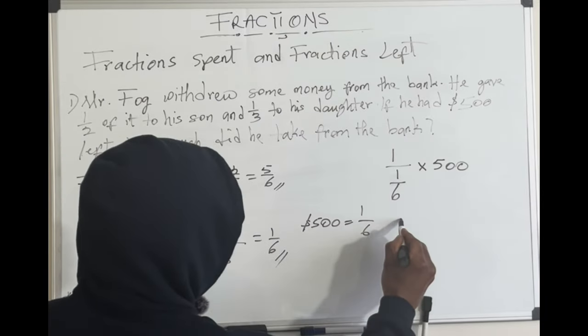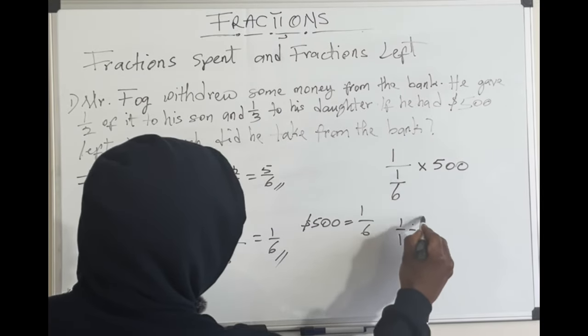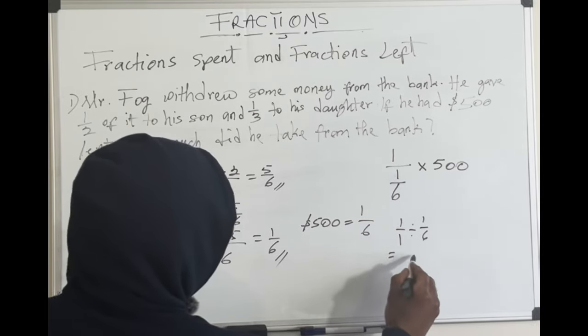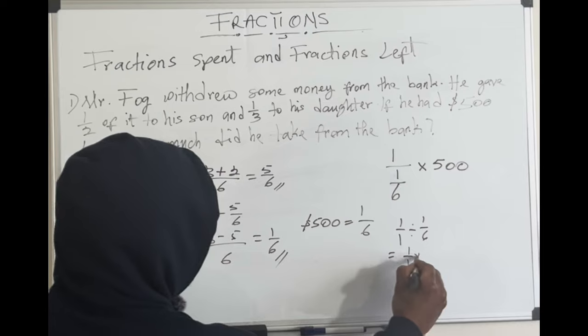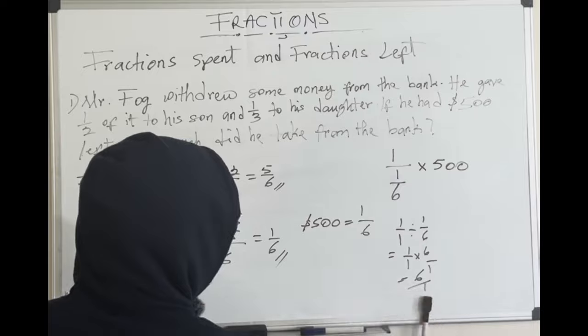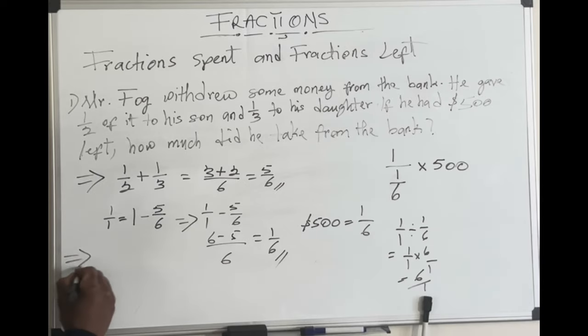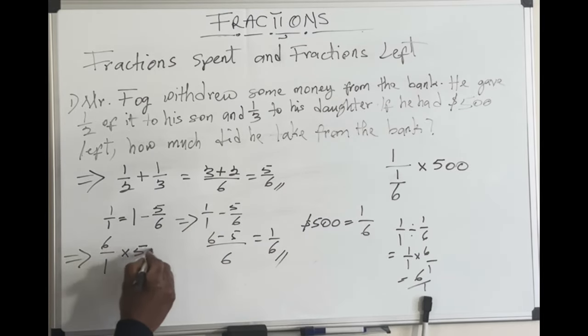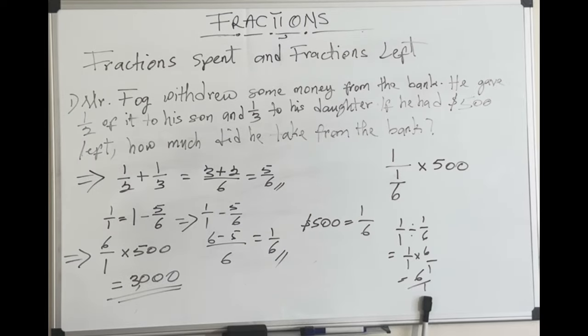So 1 over 1 divided by 1 over 6, we can turn it to be 1 over 1 times 6 over 1. So right now we have 6 over 1. If we have 6 over 1, we multiply it by the $500. 6 times 5 will give us 30. We add 2 zeros, so 1, 2, 3. So Mr. Fogg actually withdrew $3,000 from the bank.